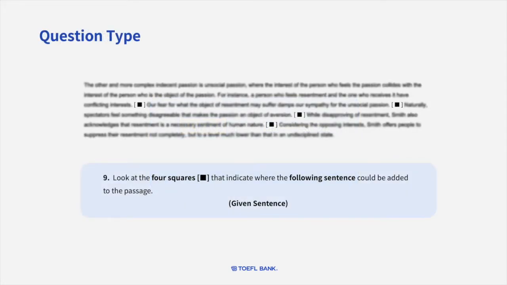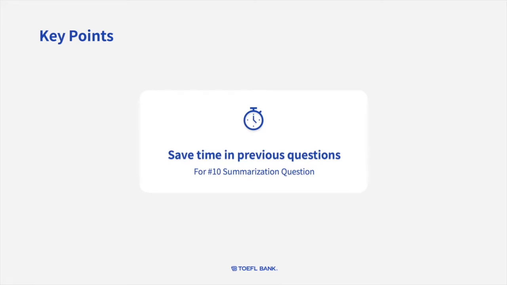Sentence insertion questions look like the following. 4 squares are placed in front of different sentences, and what you have to do is to select the correct square that indicates where the given sentence should be added. Sentence insertion is a question that takes up a significant amount of time, so in order to concentrate on solving question 10, the hardest question, you need to focus on saving your time while solving the previous questions.